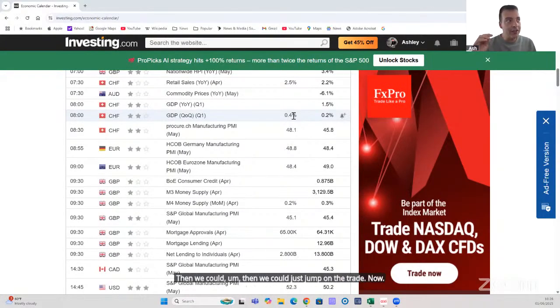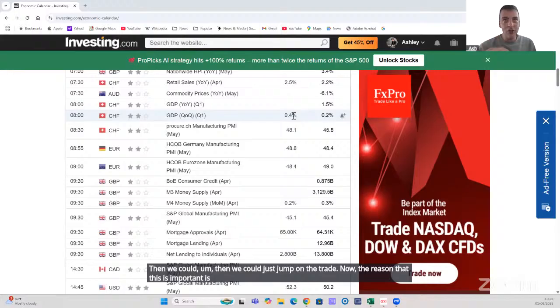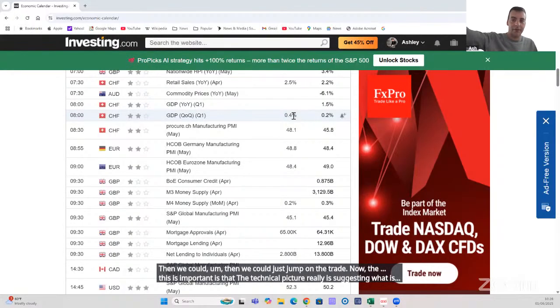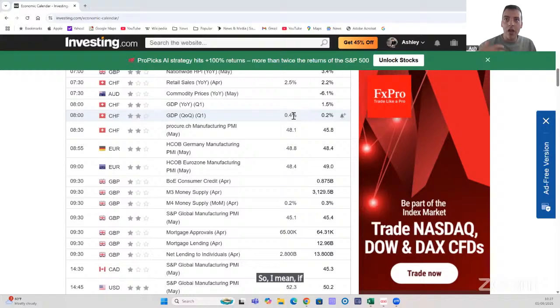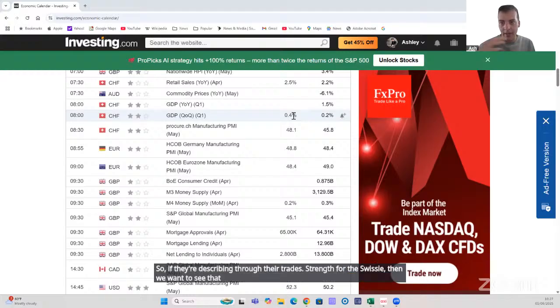Now, the reason that this is important is that the technical picture really is suggesting what is forward looking. What are market participants assuming is going to happen in the near term. So if they're describing through their trades strength for the Swissy, then we want to see that strength backed up.